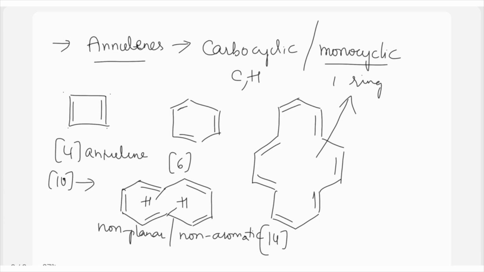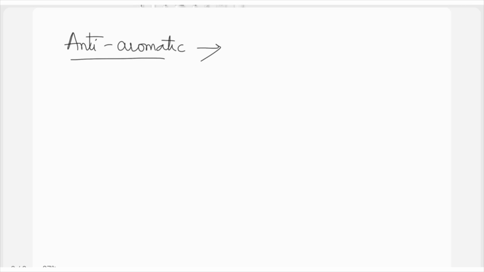The rest of all annulenes are planar and aromatic, except for 10 annulene, because it is non-planar due to the repulsion between the two hydrogen atoms. Because of the trans arrangement, there is a strain in the molecule and these two get repelled. Because of that, the molecule is becoming non-planar and it is non-aromatic, but the rest are all aromatic in nature. Let us see a few examples for anti-aromatic also.